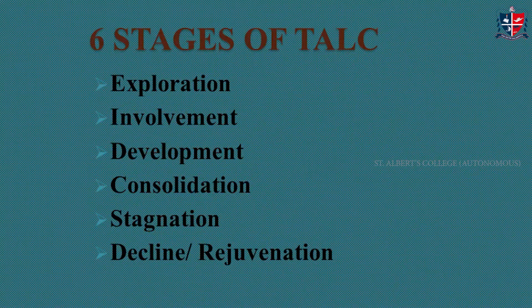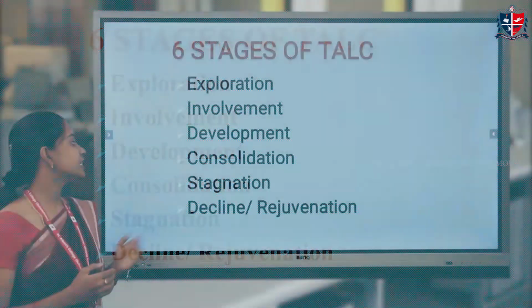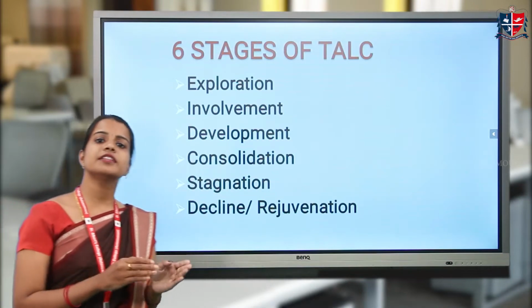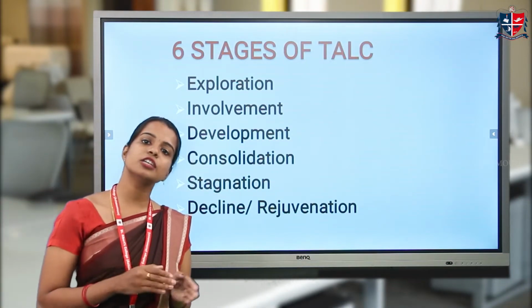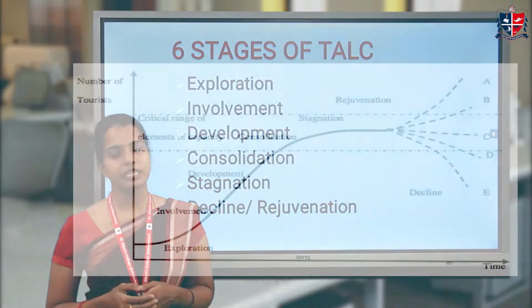According to the tourism area life cycle model, there are 6 stages, that is exploration, involvement, development, consolidation, stagnation, and after the stagnation stage, the attraction either goes into the decline stage or into the rejuvenation stage.